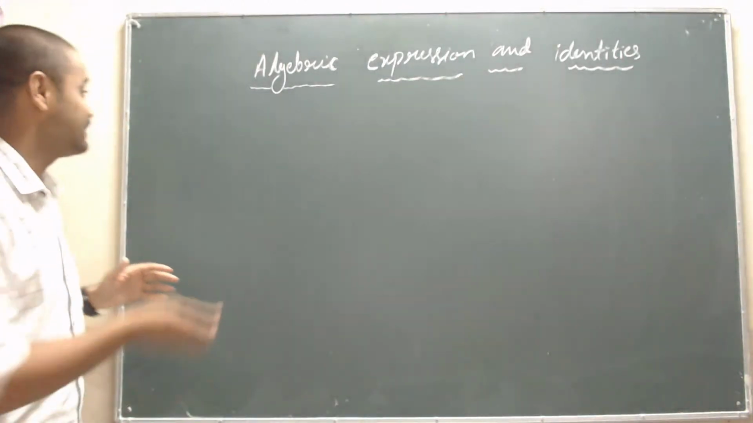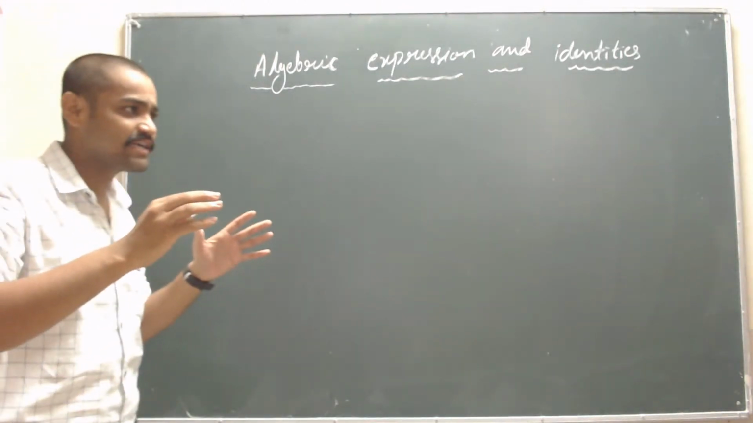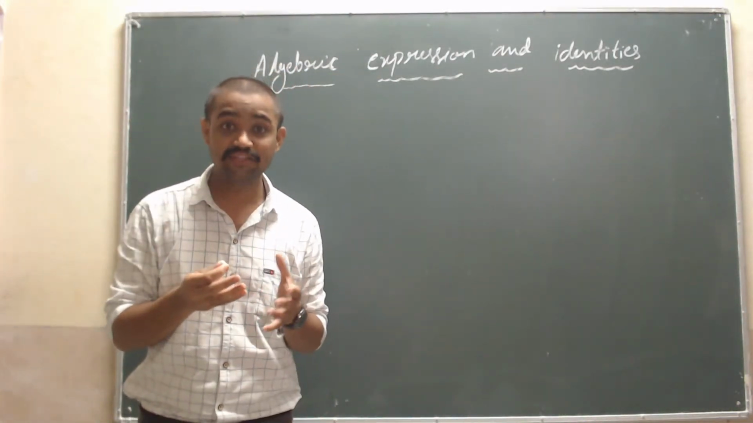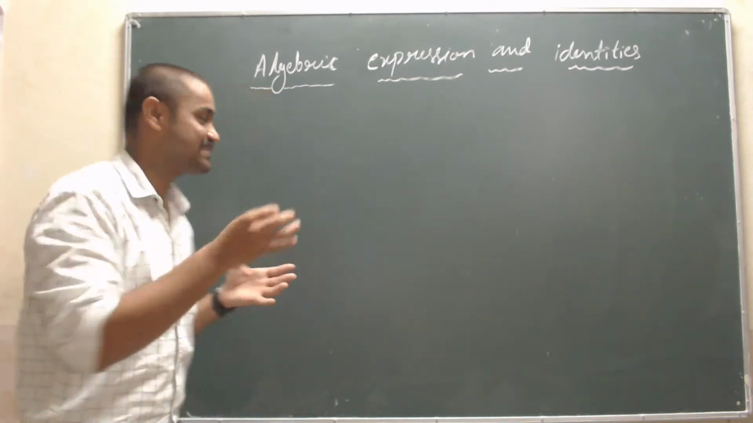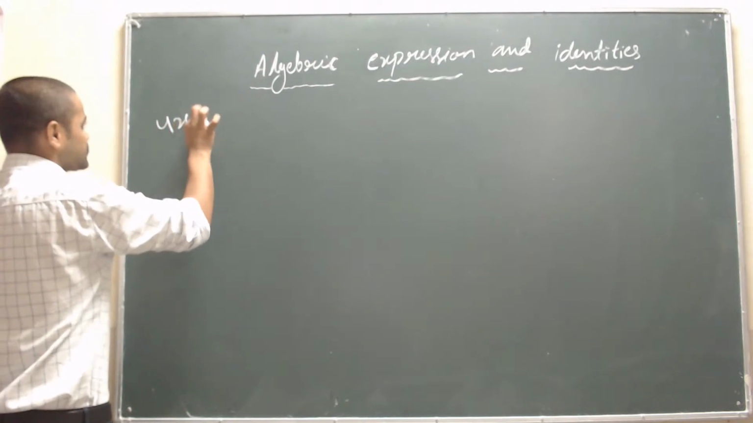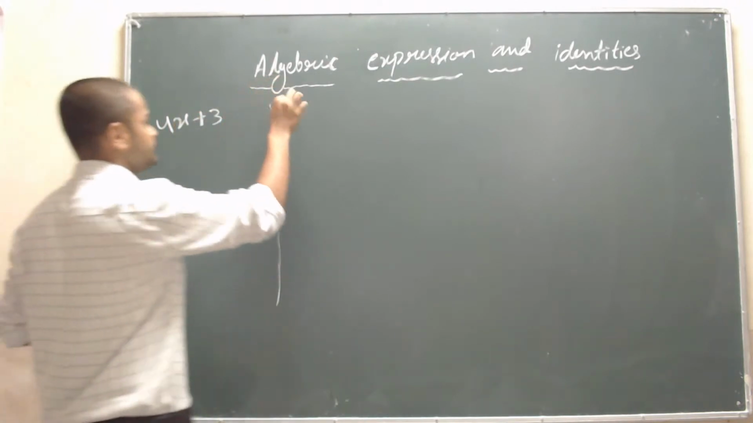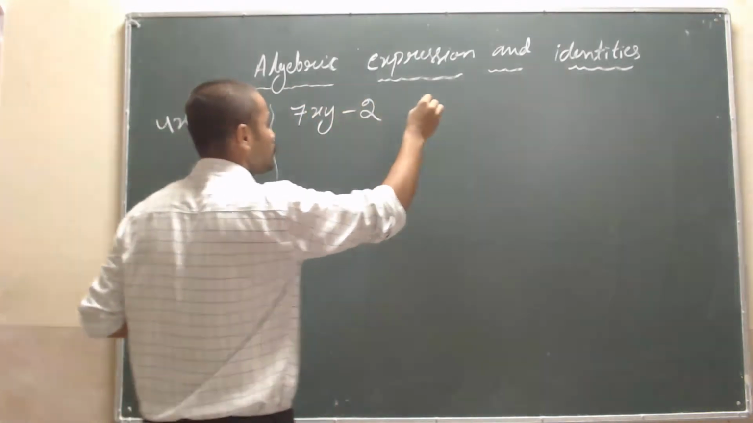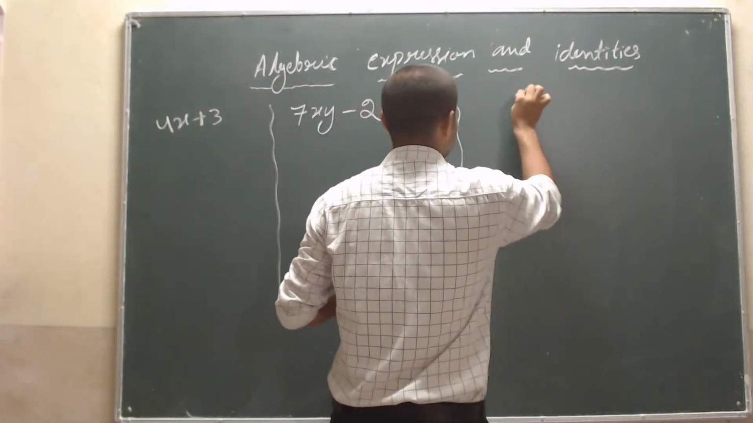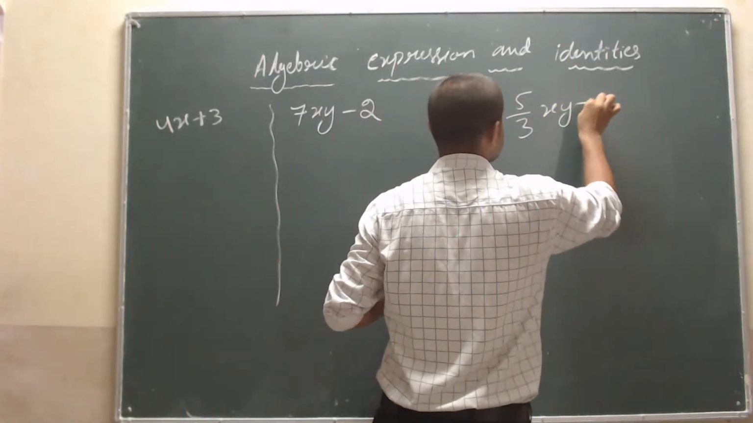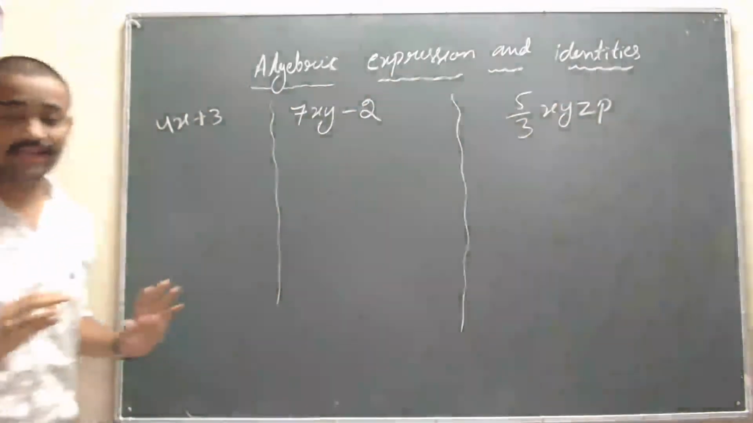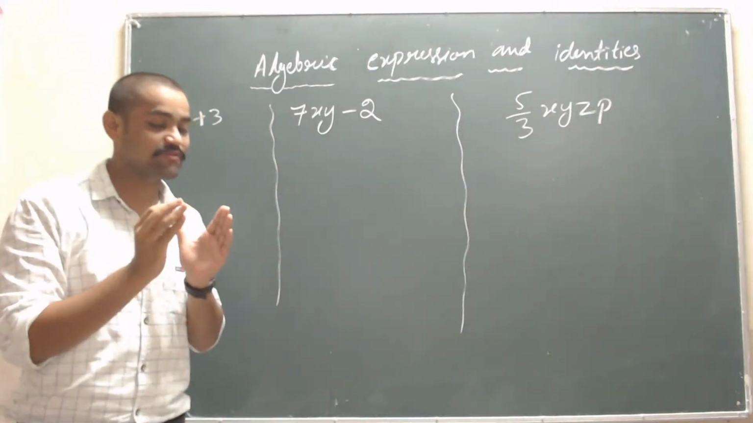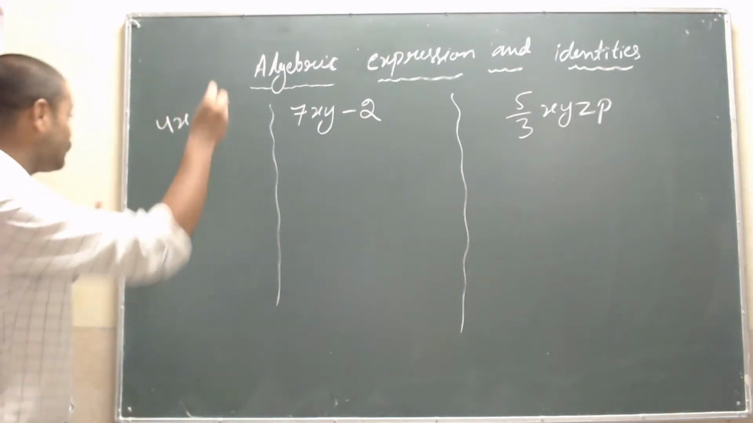The next concept is terms, factors, as well as coefficients. Let's learn them one by one with examples. I will give examples: 4x plus 3, then 7xy minus 2, and the third example, 5 by 3 xyz p. These are the examples, students, to help us understand. The first concept we have is the term.